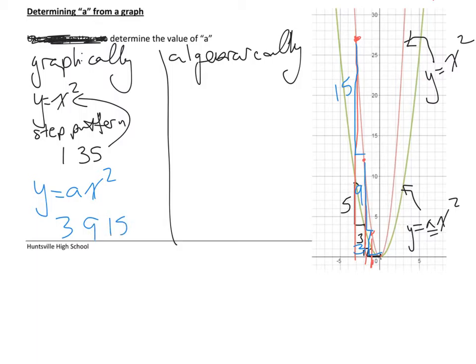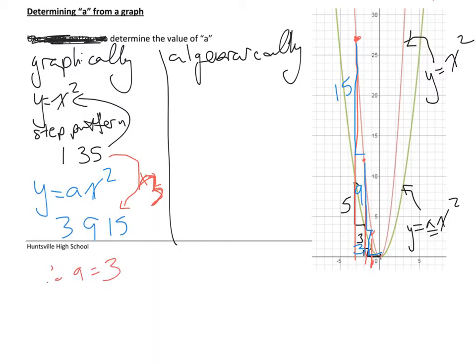So in my head what I need to ask myself is, how did I go from a 1, 3, 5 pattern to a 3, 9, 15 pattern? And I know that I multiplied by 2. Oops, I didn't multiply by 2, I multiplied by 3. What was I thinking there? And I multiplied by positive 3 to get that pattern. So therefore, a equals 3. So that's one way to do it.